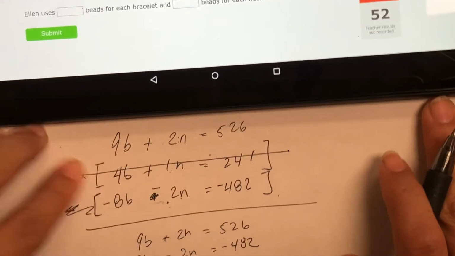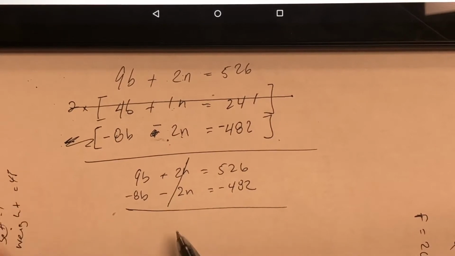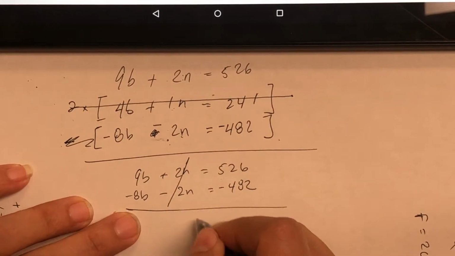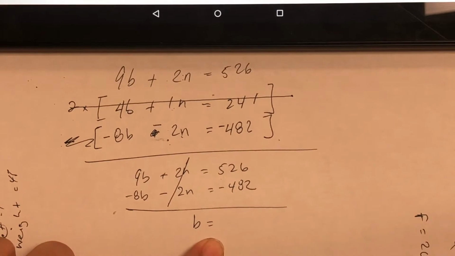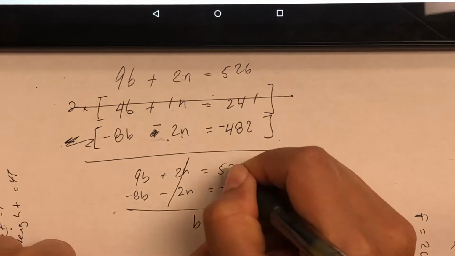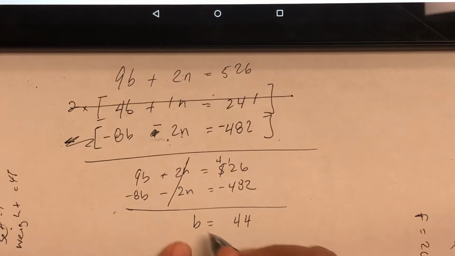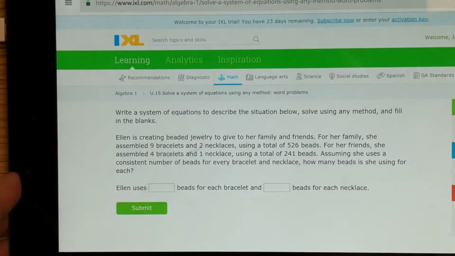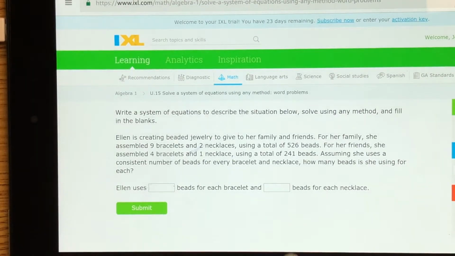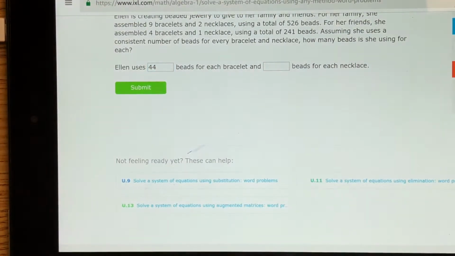And this is by elimination pretty much. So the reason I do that is because this is going to go away, because 2 minus 2 is 0. And I have 9 minus 8 is 1b. And then 526 minus 482 is going to give me, hold on, all right, 44. So b is equal to 44. So she uses 44 beads for b, which is a bracelet. So 44. And then I just have to plug in 44 to find out what n is.